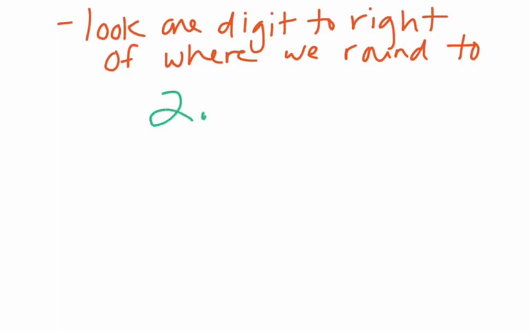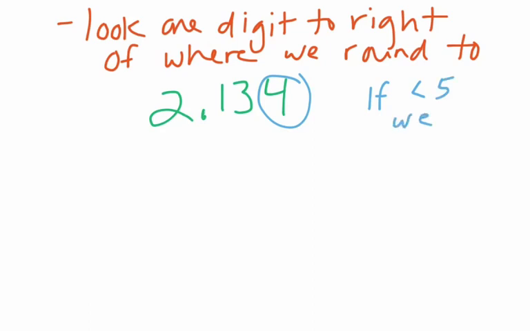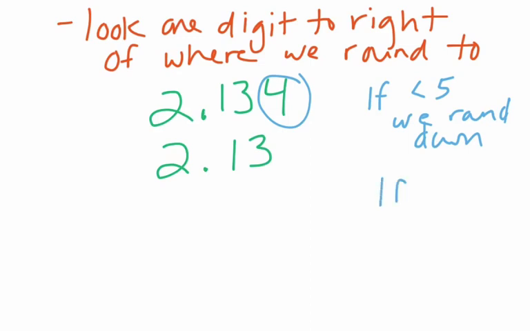So let's say you have 2.134 and you are asked to round to 2 decimal places. Well, you would look 1 digit to the right, which in this case is a 4. If that digit is less than 5, we round down, which in this case means we would go down to 2.13. If the digit is greater than or equal to 5, we round up.